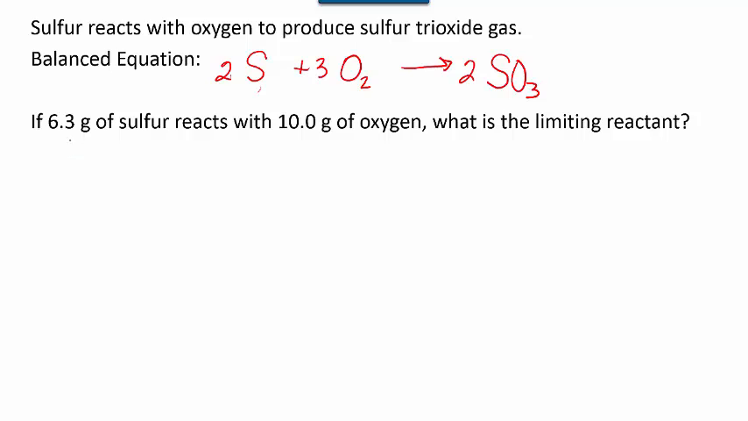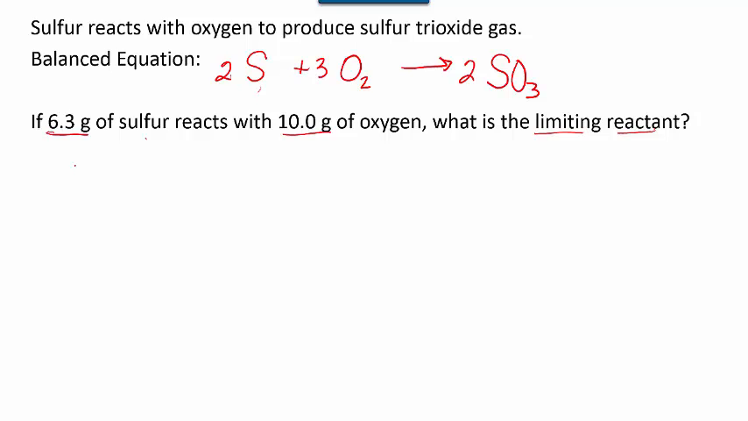So they've given you here 2 of your ingredients, the sulfur and the oxygen, and they're telling you that you have 6.3 grams of sulfur sitting in your laboratory and you have 10 grams of oxygen sitting in your laboratory. Which one of those is going to limit how much product you're allowed to make? Which one of those is the limiting reactant, because they're both on the reactant side?